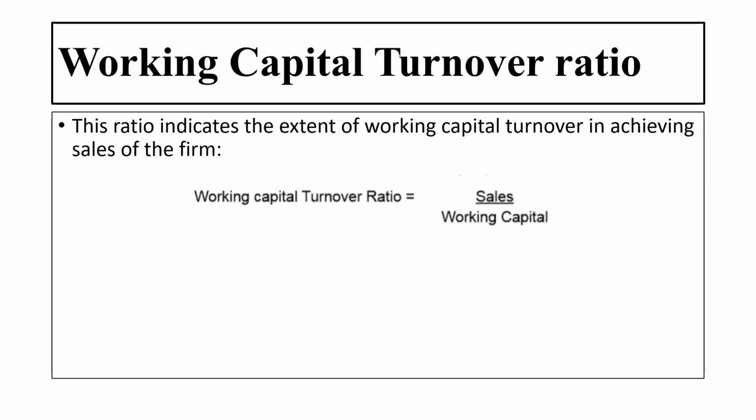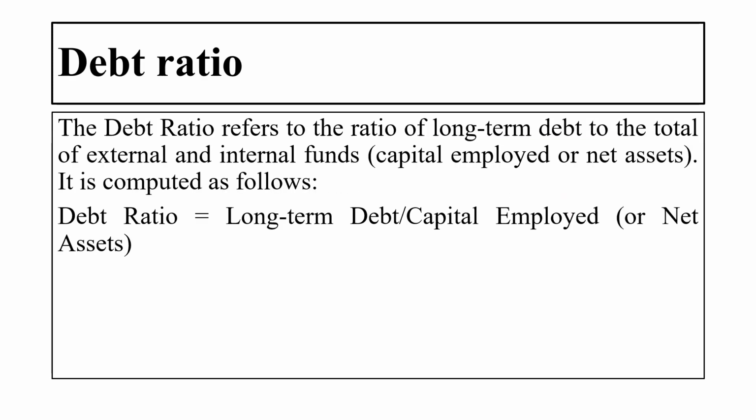Then is the working capital turnover ratio. This ratio indicates the extent of working capital turnover in achieving the sales of the firm. To find out the working capital turnover ratio, we have a formula, that is sales divided by working capital. Then is the debt ratio. The debt ratio refers to the ratio of long-term debt to the total of external and internal funds, that is capital employed or net assets. It is computed as the debt ratio equal to long-term debt divided by capital employed.